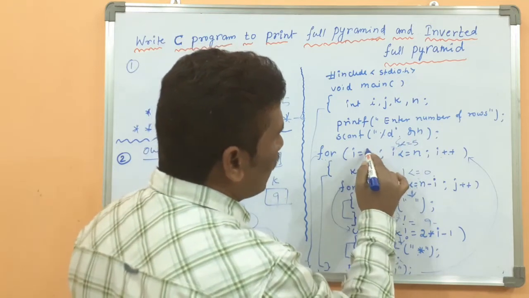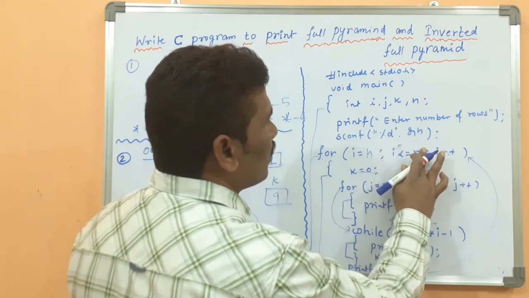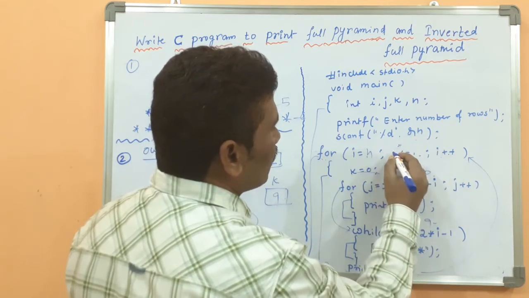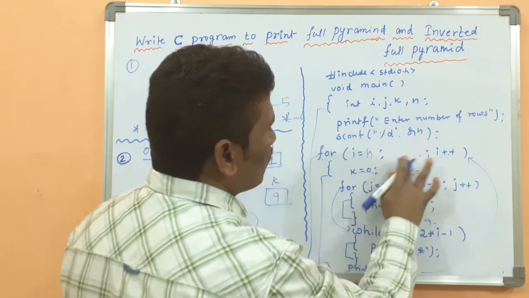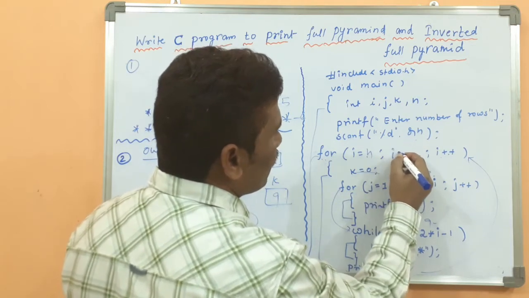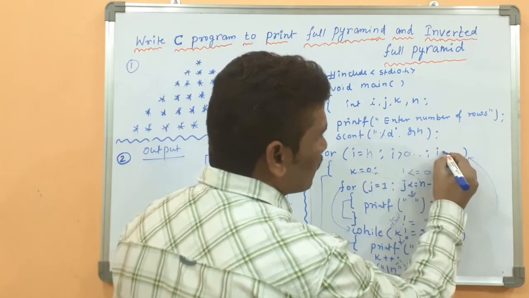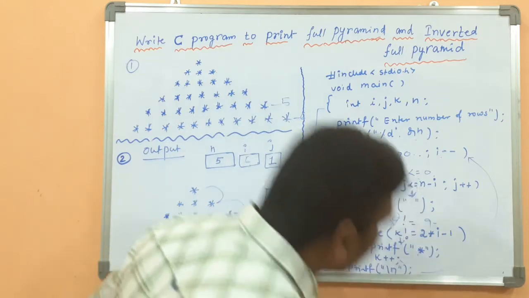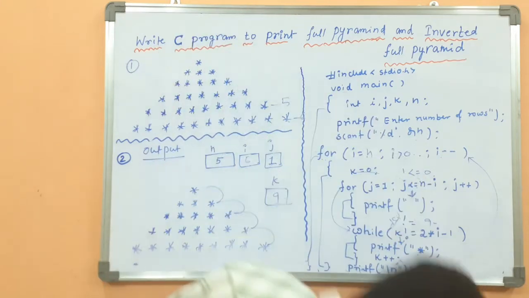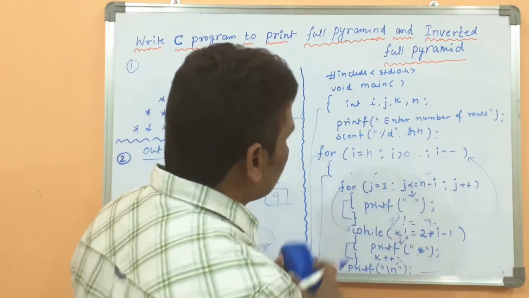Here nothing more else. I equal to n. A small modification. I greater than 0. I minus minus. Okay. Then after that, just wait a second. Here k value should be 0. It is as it is.